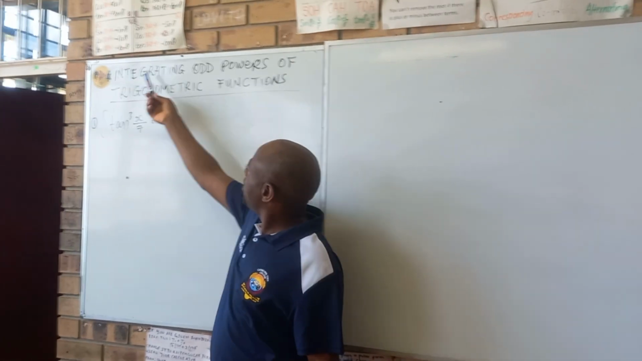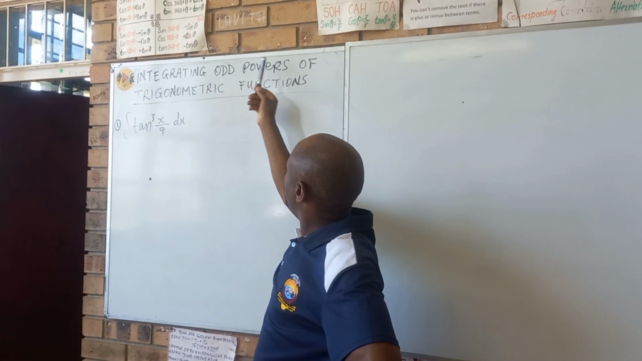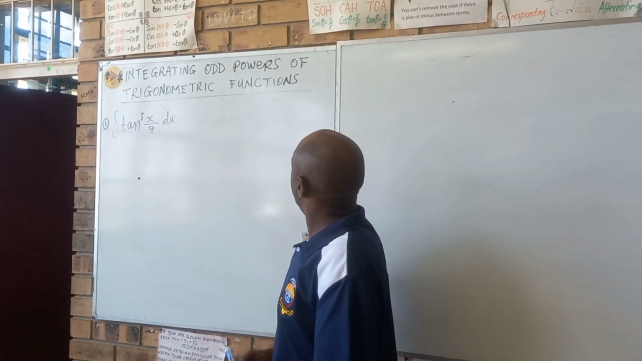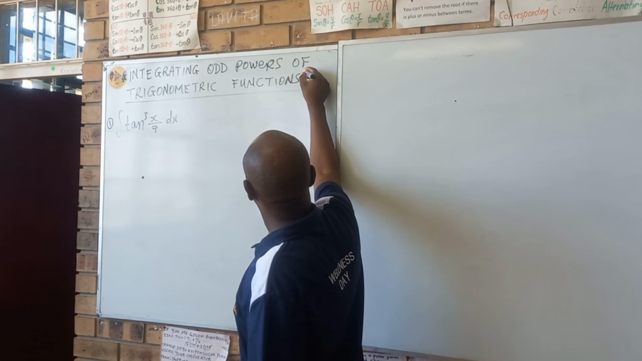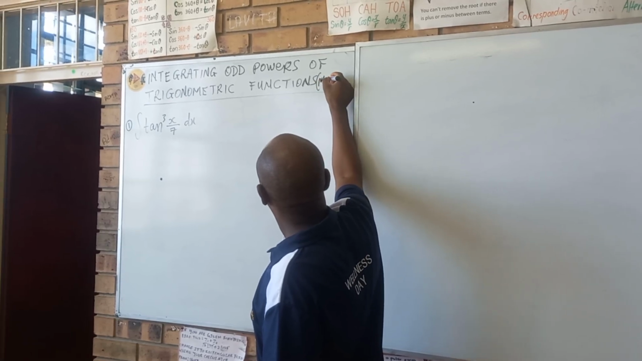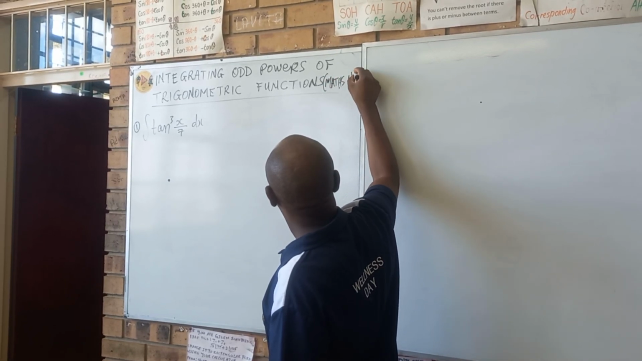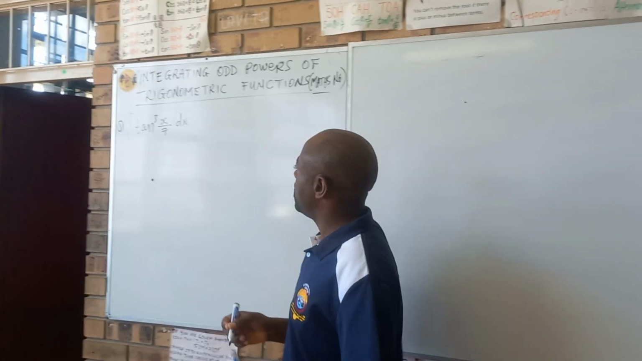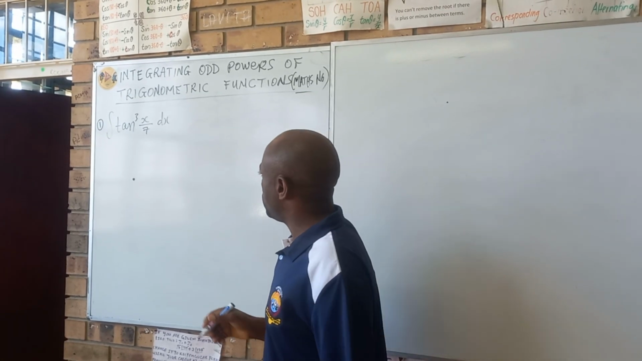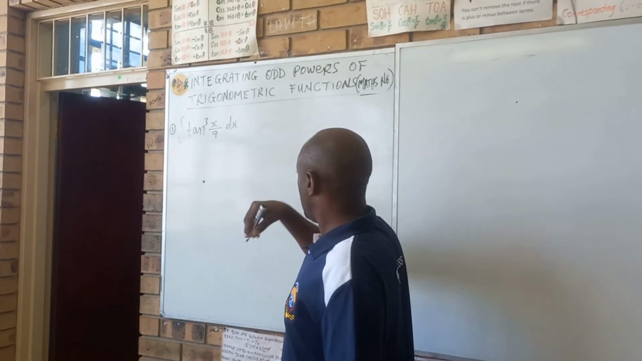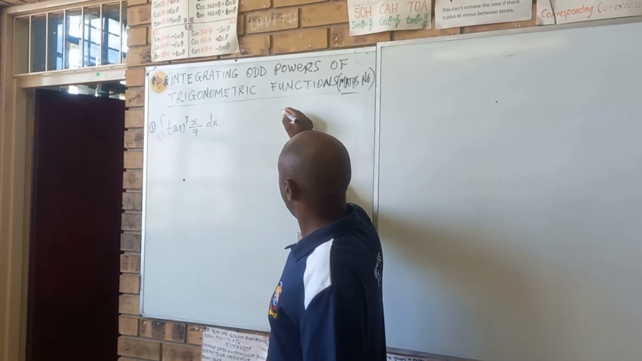We'll be looking at integration of odd powers of trigonometric functions. So that's for Maths N6. We want to see how to integrate odd powers of trig functions for Maths N6. So we'll start with tan cube, so usually with the power 3.